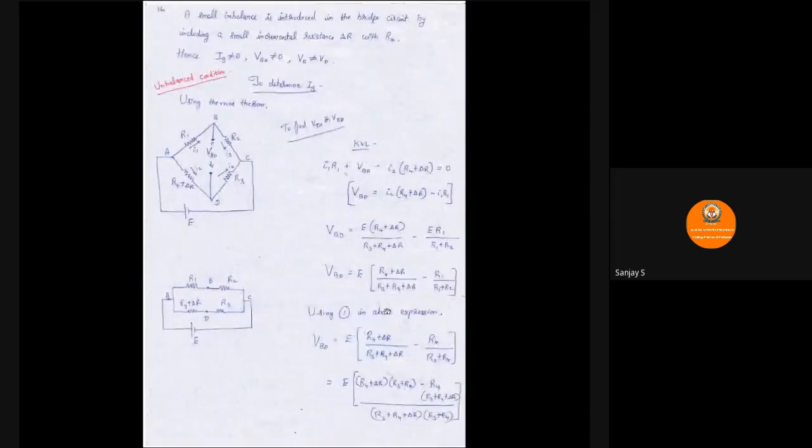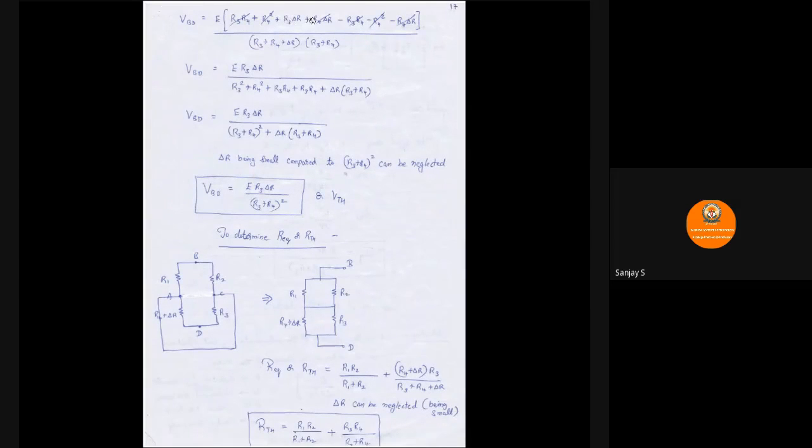Now I'm going to use equation number 1 in the above expression. Let us see what equation number 1 was. Equation 1 was R1 by R1 plus R2 is equal to R4 by R3 plus R4. I'm going to use that here. In place of R1 by R1 plus R2 over here, I'm going to write R4 by R3 plus R4. And I'm going to take the LCM and simplify this. After simplification, and some terms getting cancelled out, I'll be left with E R3 delta R by R3 square plus R4 square plus R3 R4 plus R3 R4 plus delta R into R3 plus R4. You can just take the LCM and check.